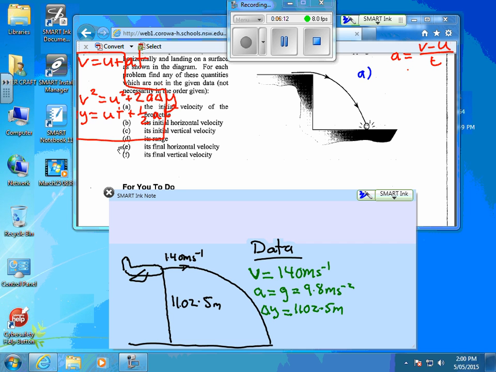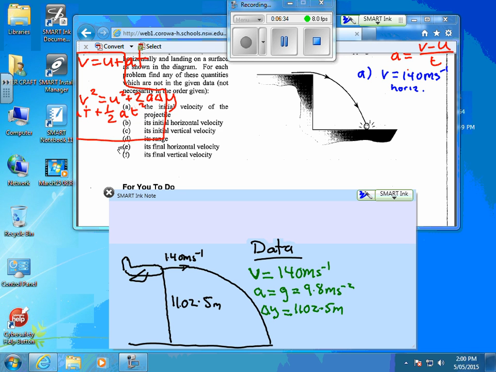Okay, so the initial velocity, question A. What was its starting velocity? 140, I'll just read that off. V equals 140 metres per second. And what's its direction? Because the velocity has direction, so it's horizontal. That will do that one.